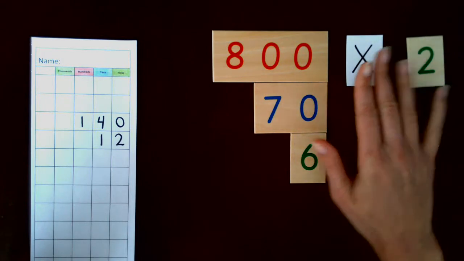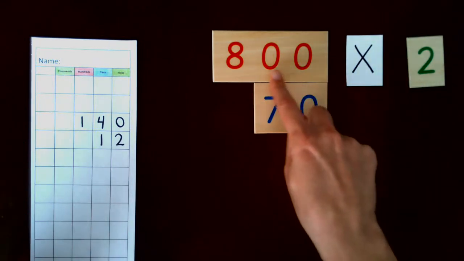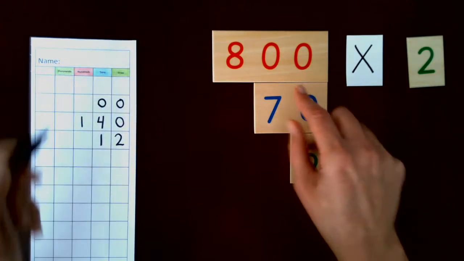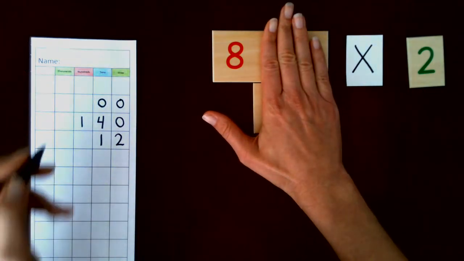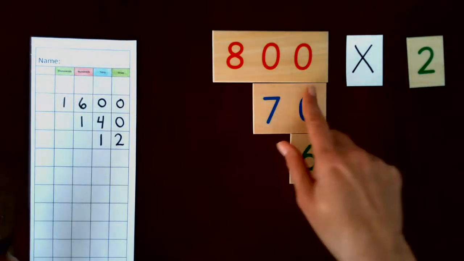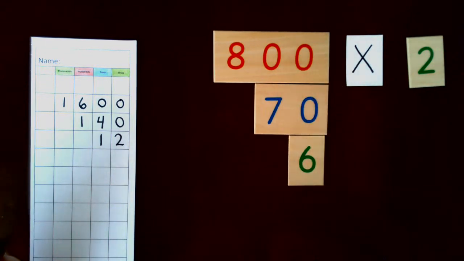Let's scoot this up. 800 times 2, and again, we're multiplying by multiples of 10, so we can put these 2 placeholders here. What's 8 times 2? It's 16. Of course, that's a separate lesson, but if your students need a reminder, that's a little hint.